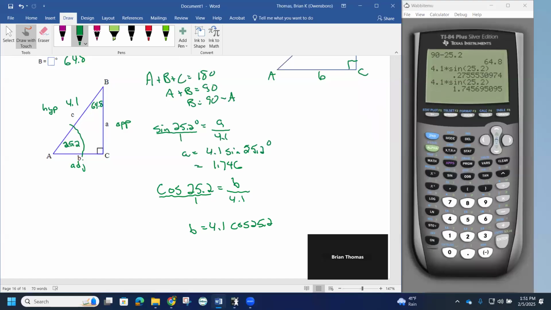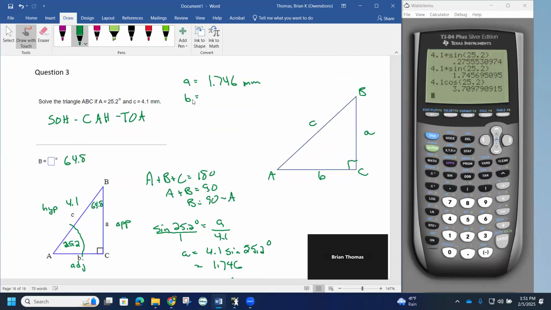I know I'm in the correct mode now, so 4.1 times the cosine of 25.2, and it gives me 3.7. So B is approximately 3.709. That looks like it's going to turn into 3.710, because this 9 is going to have to move up to a 10. So 3.710 if I round that to the thousandths place. So 3.710 millimeters would be side B.